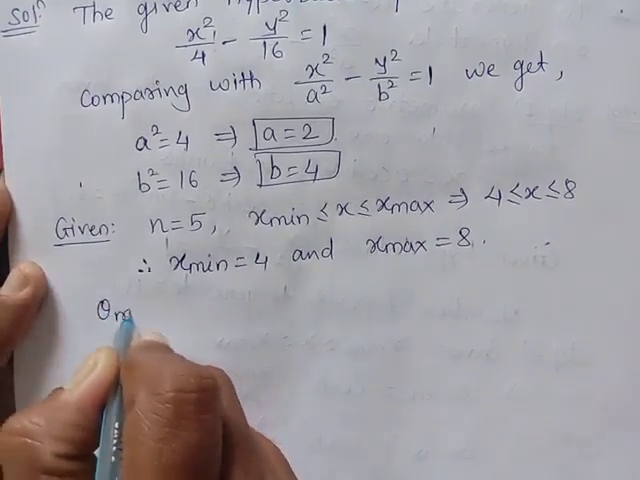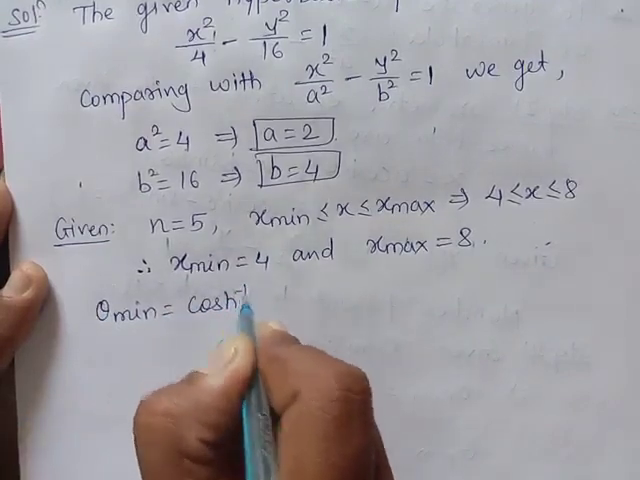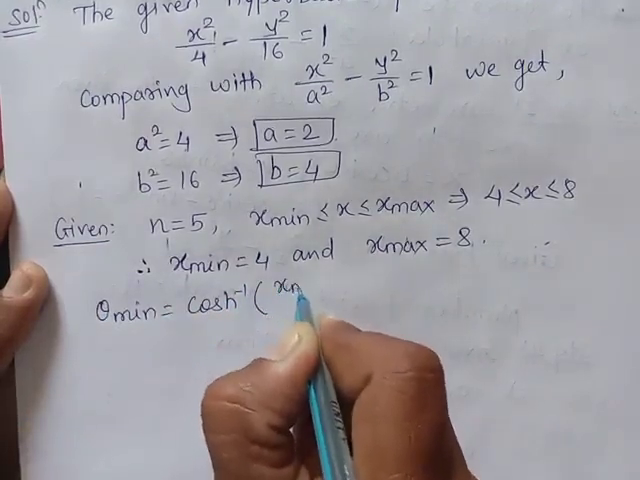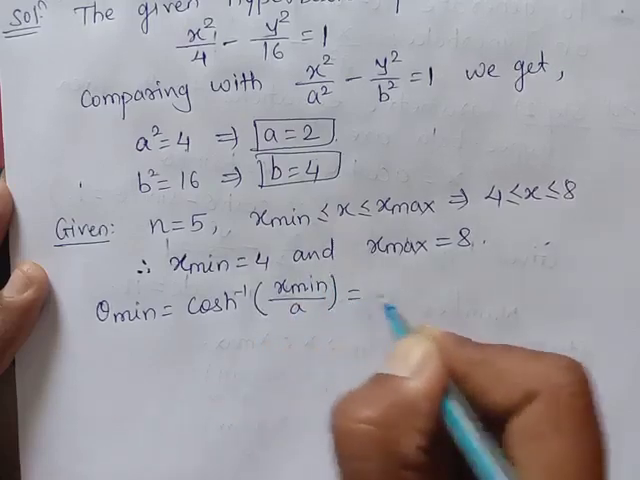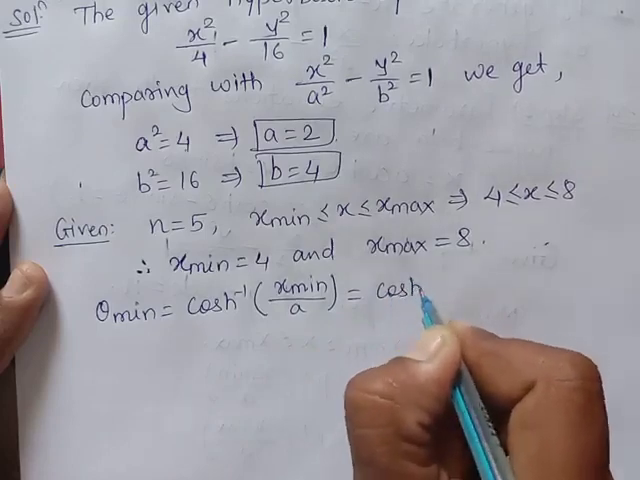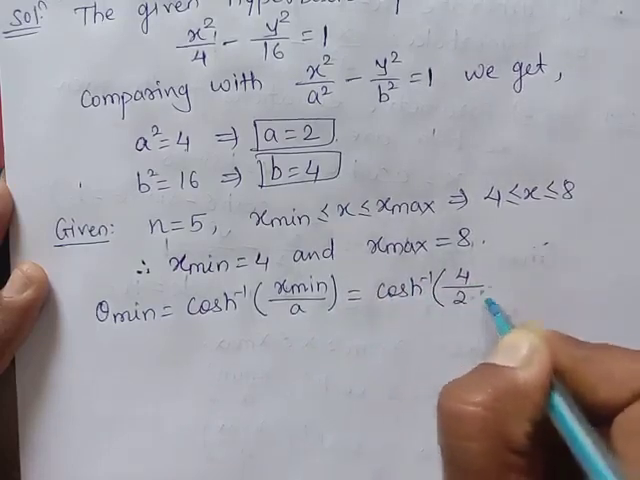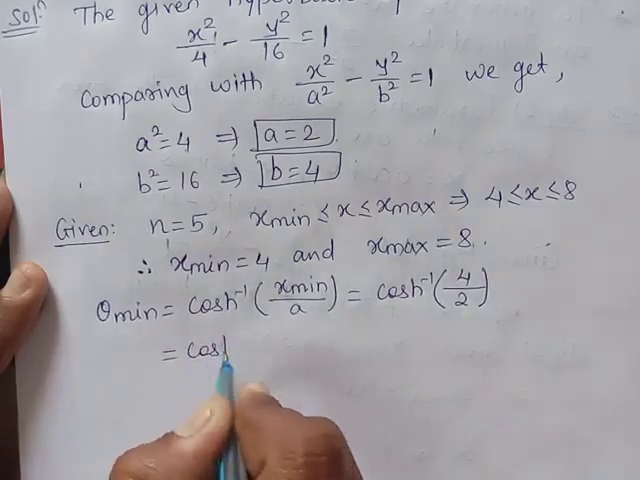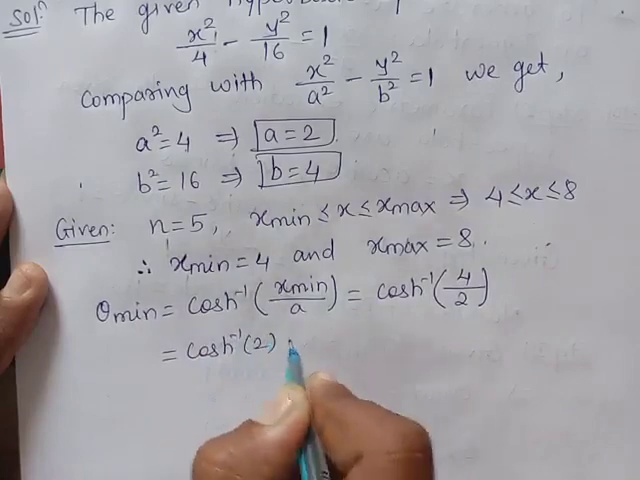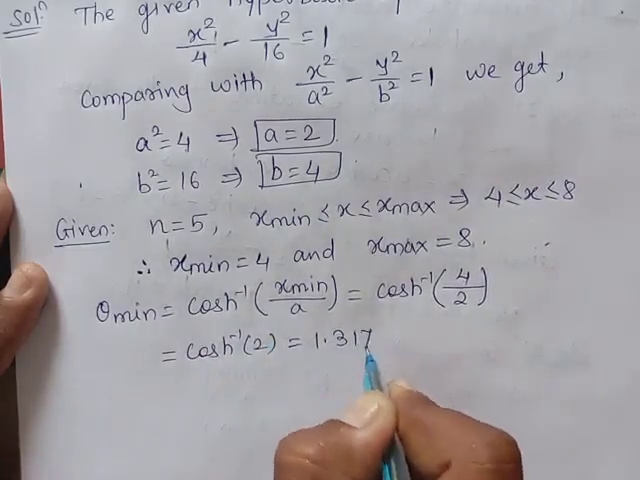Theta minimum is cos hyperbolic inverse of x minimum upon a. So it is cos hyperbolic inverse of x minimum, which is 4, upon a, which is what? 2. So it is cos hyperbolic inverse of 2, and that value is 1.3170.